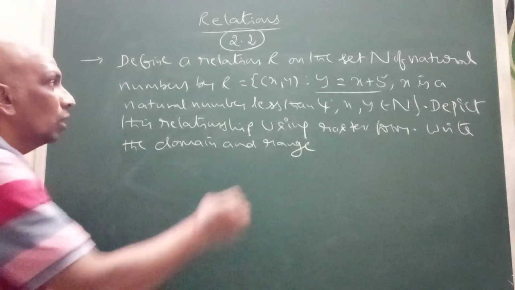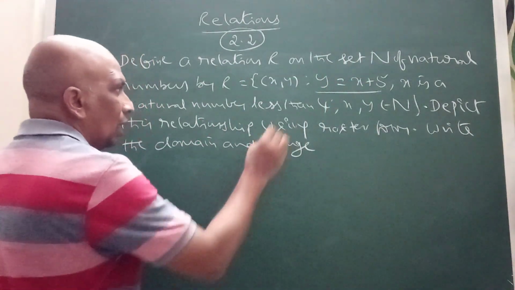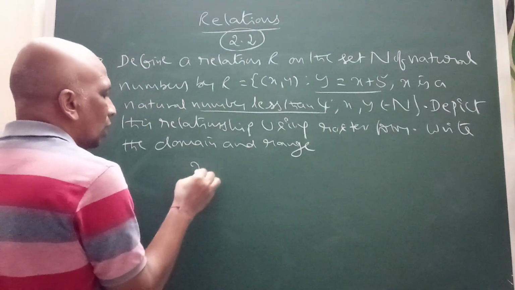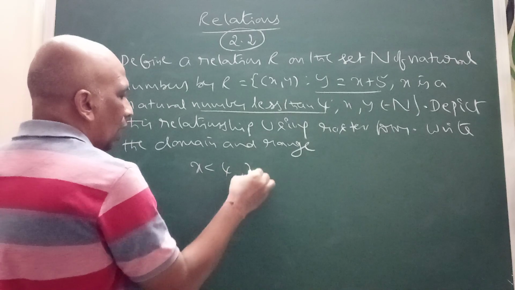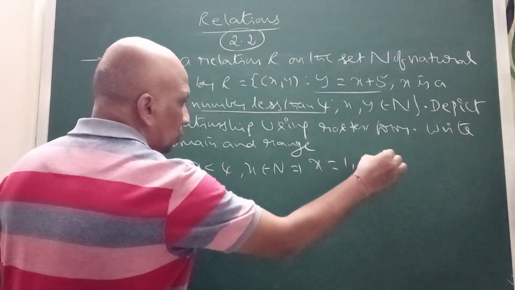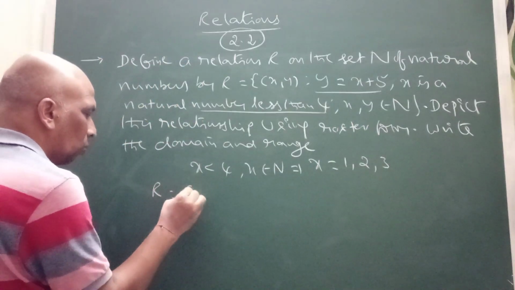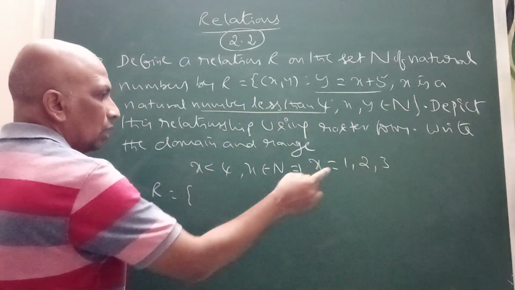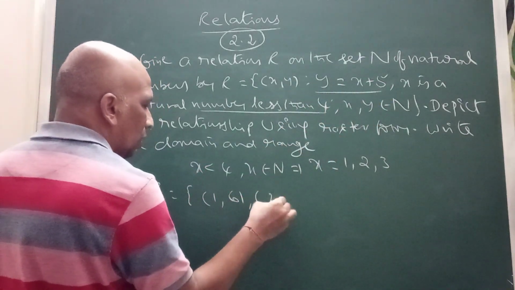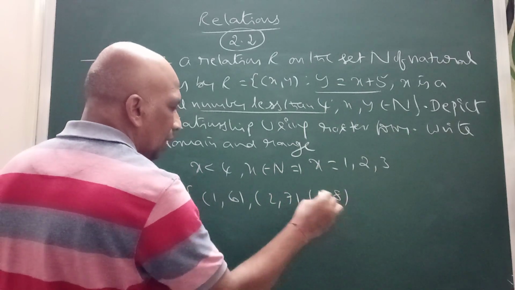Now you can see, for the natural numbers with x less than 4 and x belongs to N, I can consider x equal to 1, 2, 3. Only these three numbers. Then R is equal to the ordered pairs: x is equal to 1, 1 plus 5 is 6, so (1, 6). 2 plus 5 is 7, so (2, 7). And we get (3, 8).